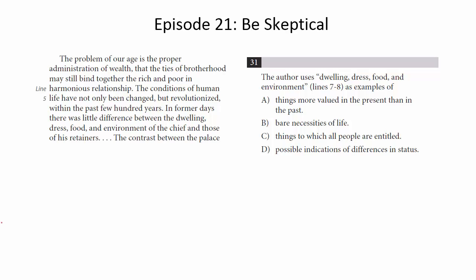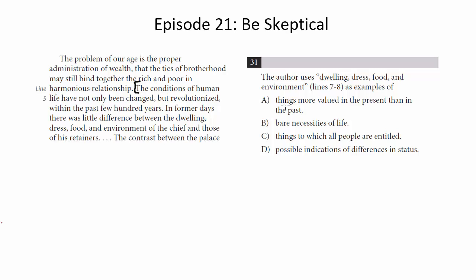The author uses dwelling, dress, food, and environment as examples of what? So let's pick up on line 4. The conditions of human life have not only been changed, but revolutionized within the past few hundred years. In former days, there was little difference between the dwelling, dress, food, and environment of the chief and those of his retainers. Okay, let's go to the choices.